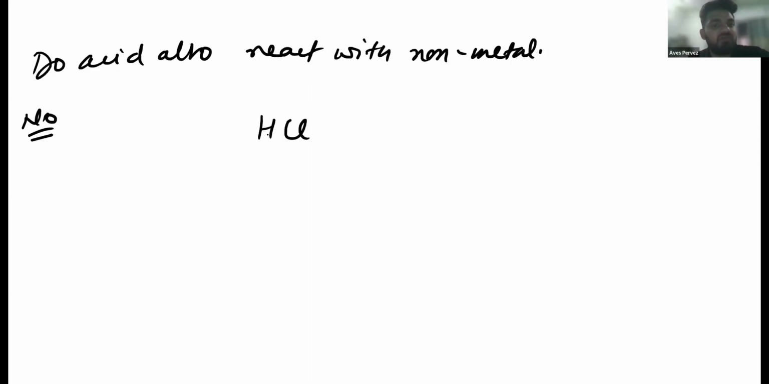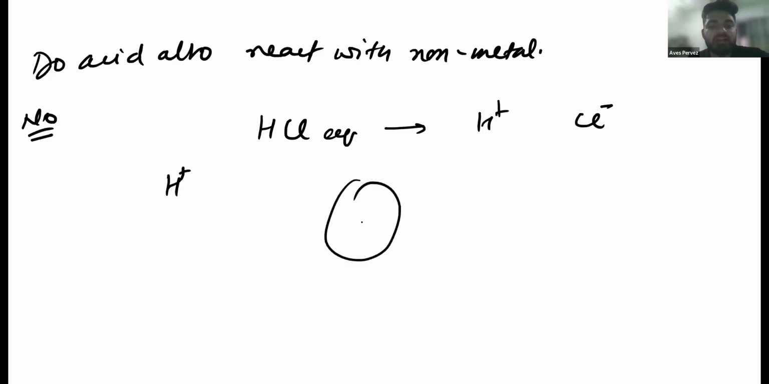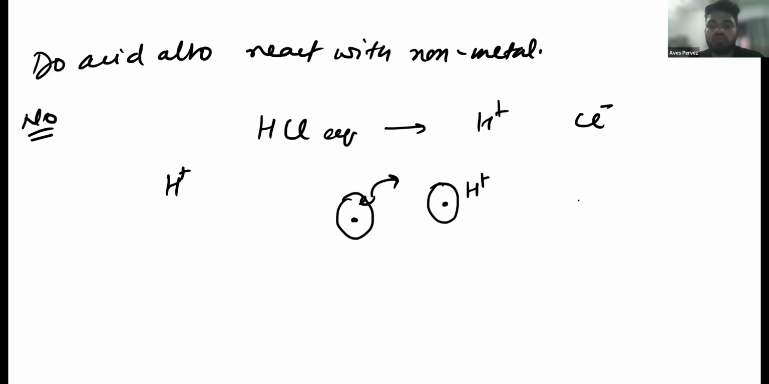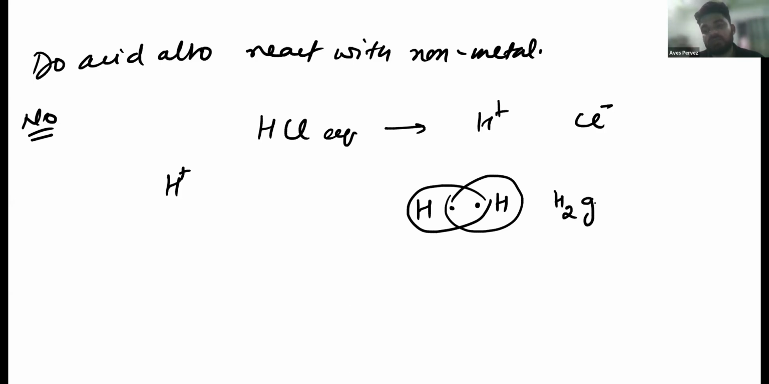When it is added to the water, it gives you H positive and Cl minus ions. The hydrogen atom has only one electron in its outermost shell. So when it loses one electron, it becomes the hydrogen ion, without an electron. Got it? Hydrogen gas is formed when two atoms, each with one electron, combine together and form H2 gas. So for formation of H2 gas, we need electrons.